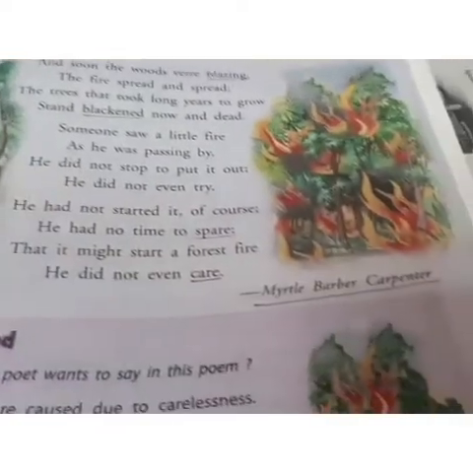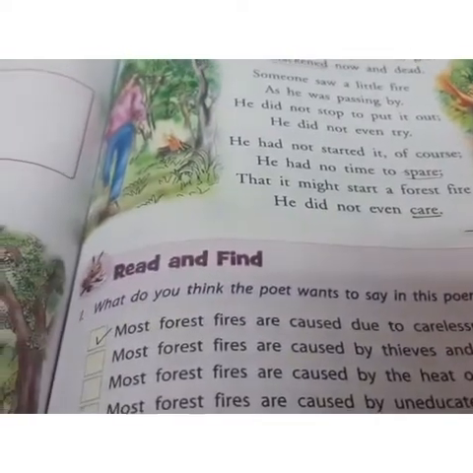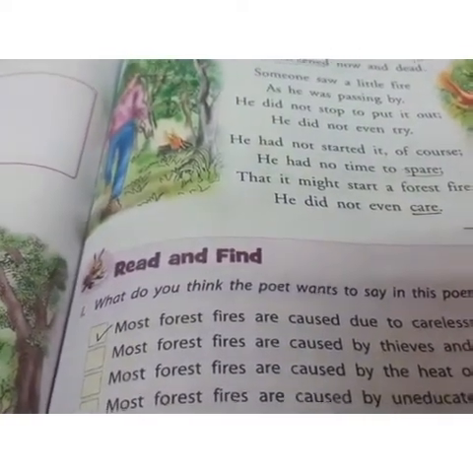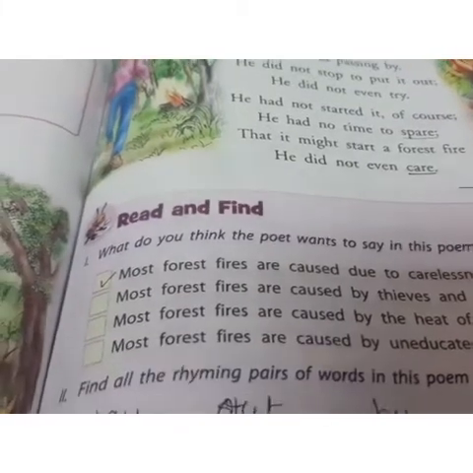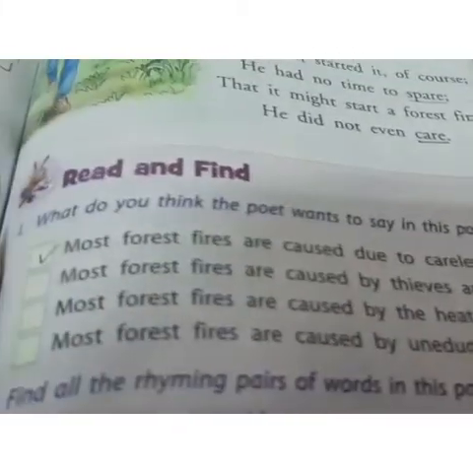The poet is Martha Baird Carpenter, who has written such a lovely poem, and she is very thoughtful about nature, and so should we also. Now read and find. What do you think the poet wants to say in this poem?